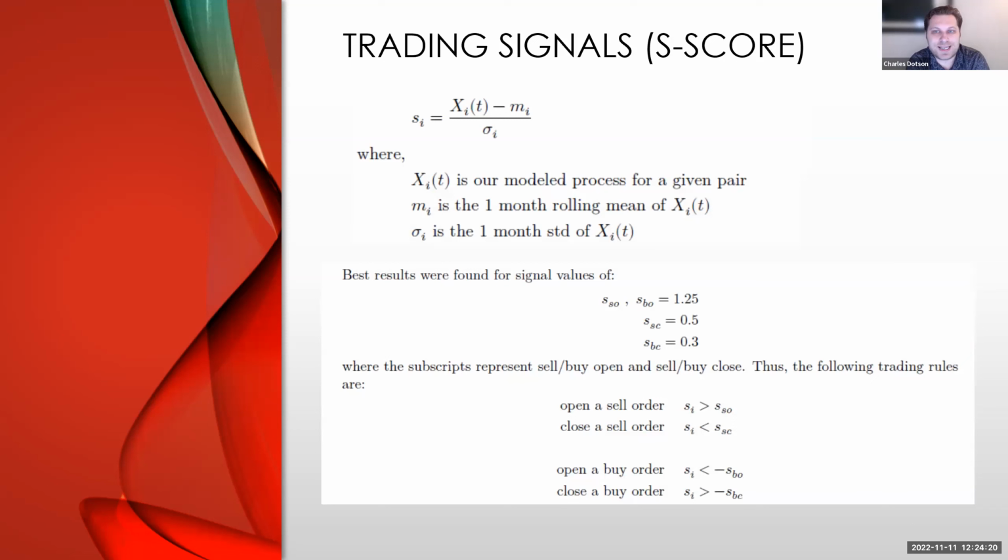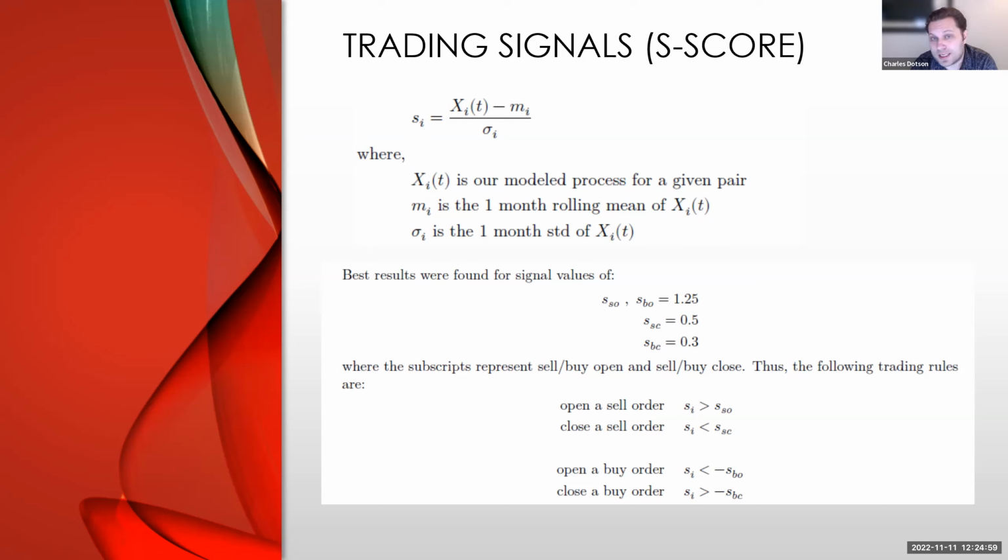So the trading signals, the S score, as one paper called it, is where we take our modeled spread and subtract the 1 month rolling mean of that spread, and then divide it by the 1 month rolling standard deviation of that spread. Down here, you can also read how we're entering and opening trades, as well as the best results found with those given, I guess you would call them tuples, right? It's where you have the short open, the buy open, the short close, and the buy close.